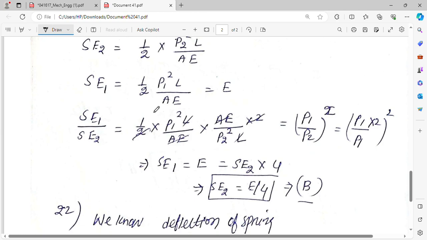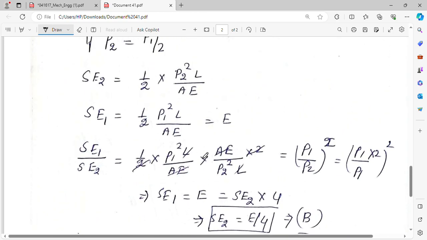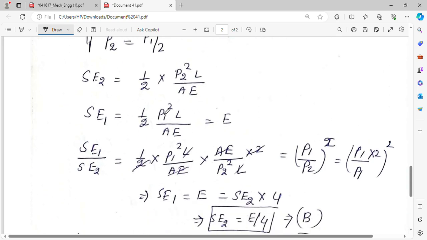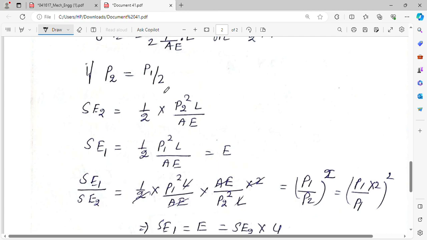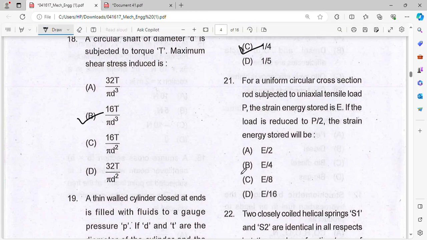As strain energy is directly proportional to load power square, the strain energy will decrease by the power of 2. That means if the load is halved, then half power square will be the decrease. So strain energy will decrease to an amount E by 4. So option B will be the correct answer. After calculating, you can get this answer. So in question number 21, option B will be the correct answer.